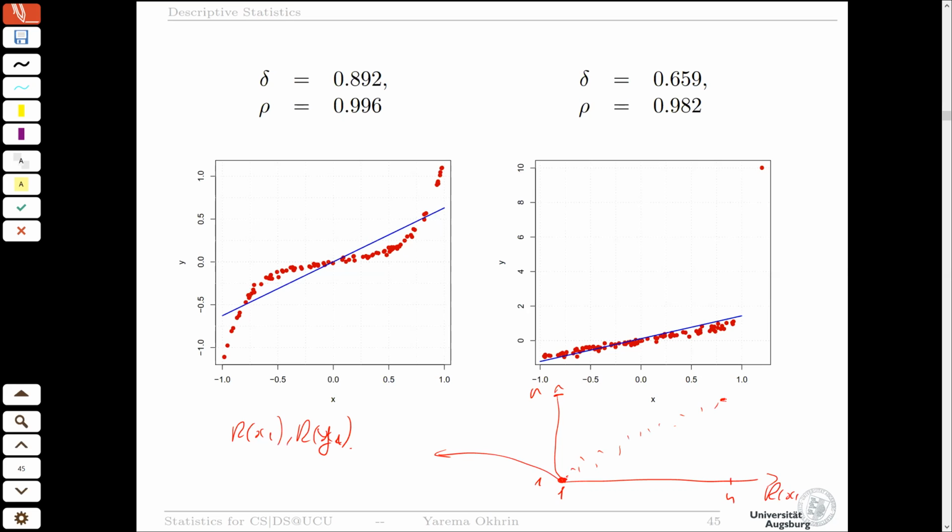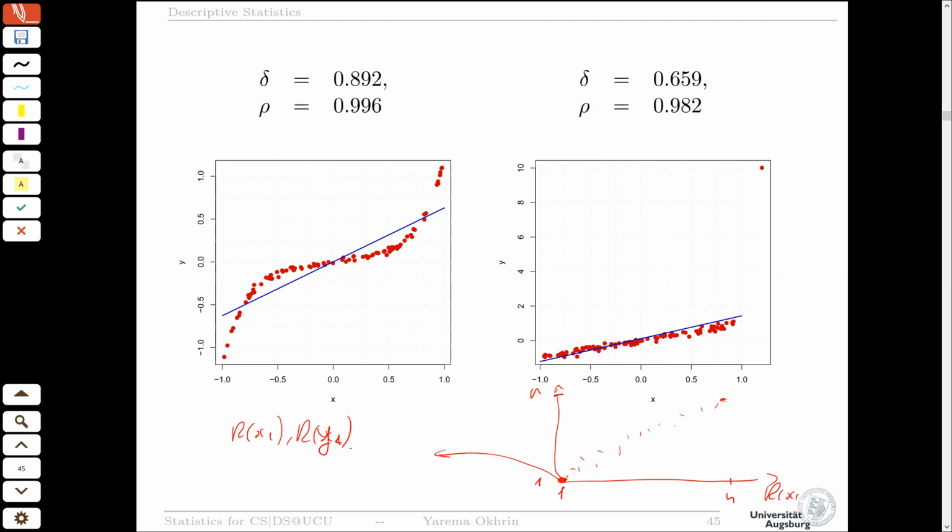Yeah. I have one more question. The picture with the outlier. So the Spearman correlation is not sensitive to that outlier, but if the outlier is located under the line, somewhere down, do you understand? Yeah, somewhere here.